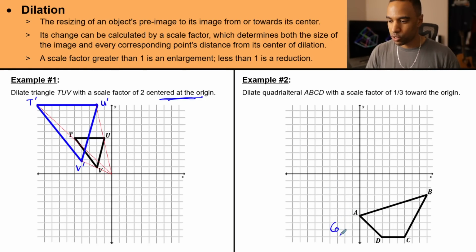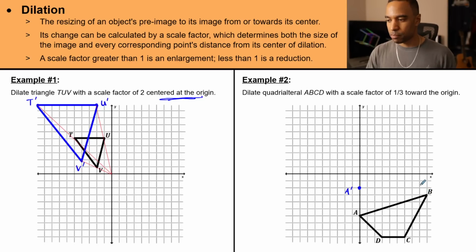A is at the point 0, -6. I'm going to take both these numbers and divide them by 3 because I'm centered at the origin. 0 divided by 3 is still 0, so my A prime is going to be at 0 on X. -6 divided by 3 is -2. So my A prime is going to be right here at 0, -2. That's A prime. It is closer to the center, not farther, because of the scale factor.